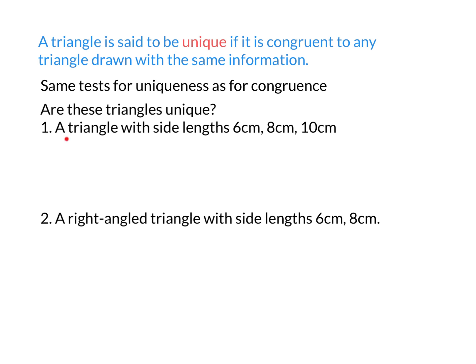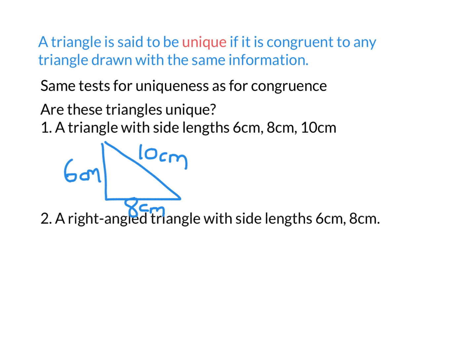Are these triangles unique? Is a triangle with side lengths 6, 8, and 10 centimeters unique? What are we really talking about here? Well, let's go ahead and draw one. So if I draw a triangle with side lengths 6 centimeters, 8 centimeters, 10 centimeters, it turns out it's right angled because of Pythagoras' theorem. So it'll look like that. This triangle is unique.